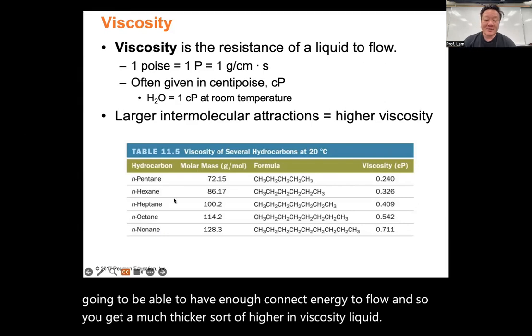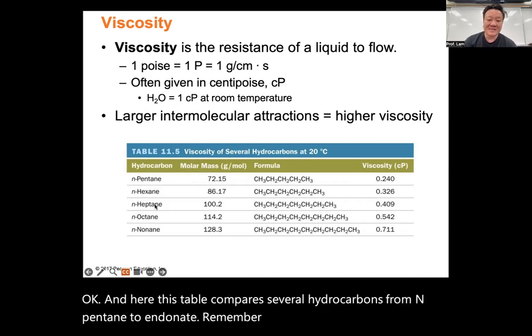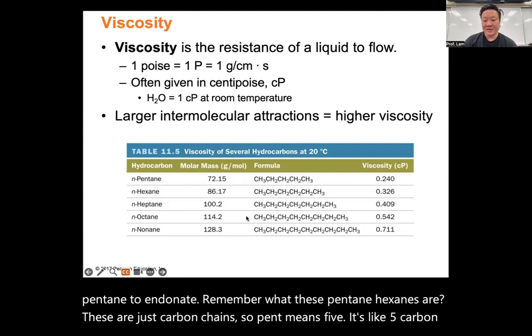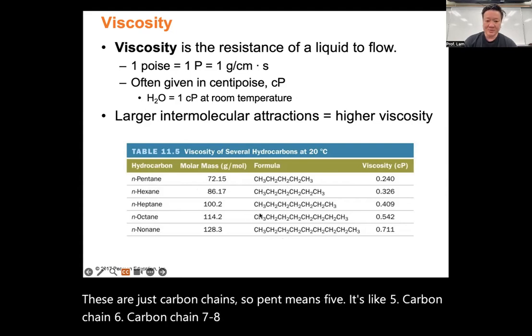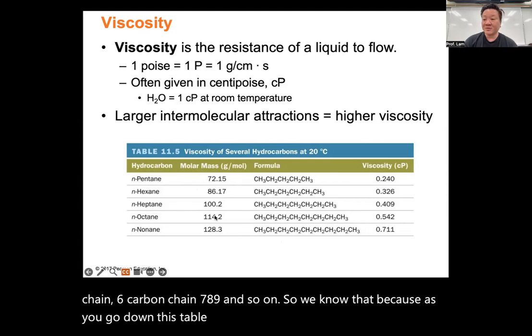And here, this table compares several hydrocarbons from N-pentane to N-nonane. Remember what these pentanes, hexanes are. These are just carbon chains. So pent means 5. It's like a 5 carbon chain, 6 carbon chain, 7, 8, 9, so on. So we know that because as you go down this table, the molar mass increases, right?